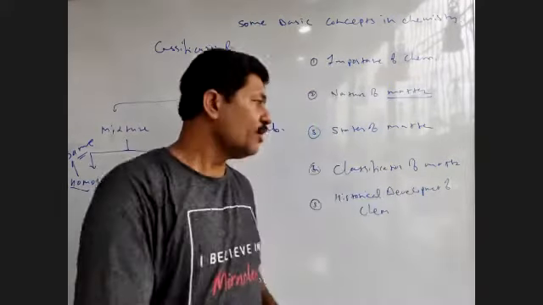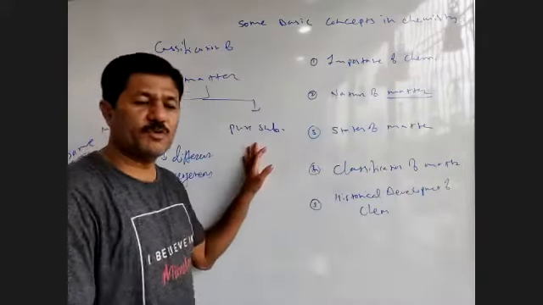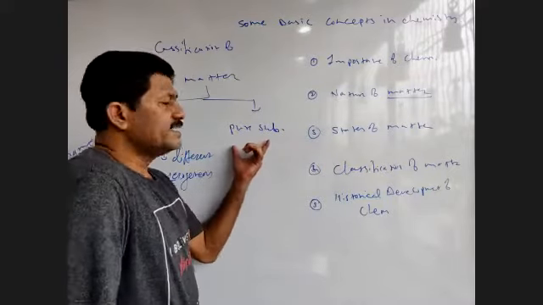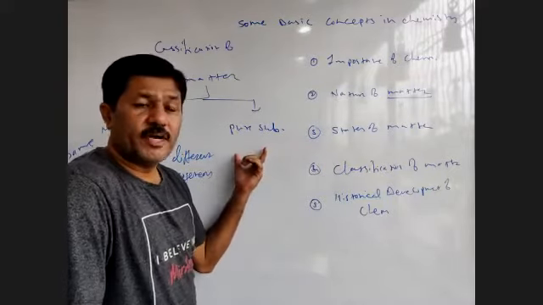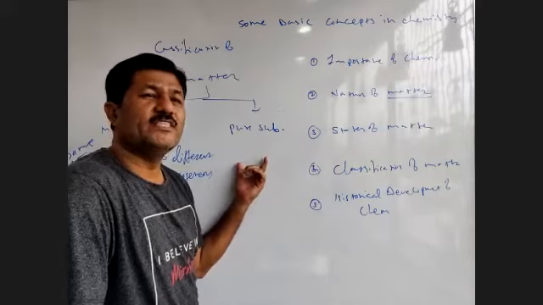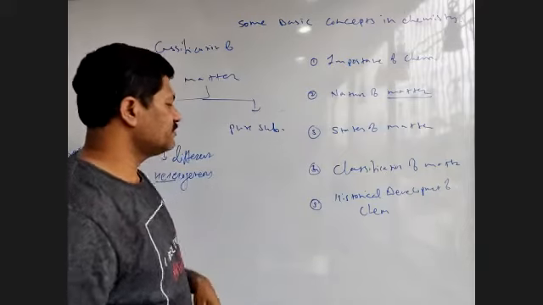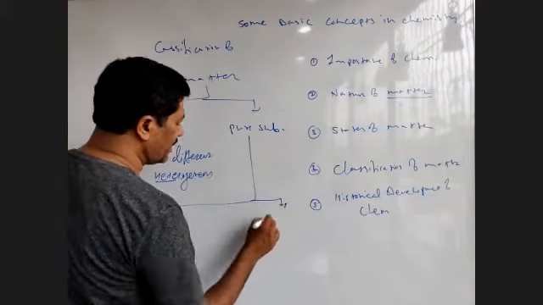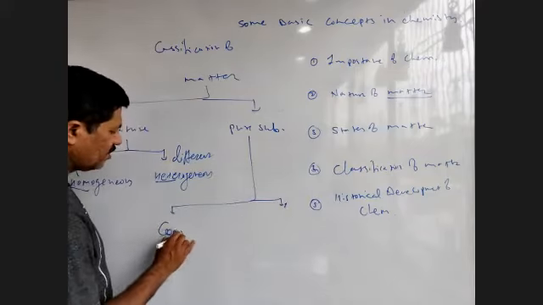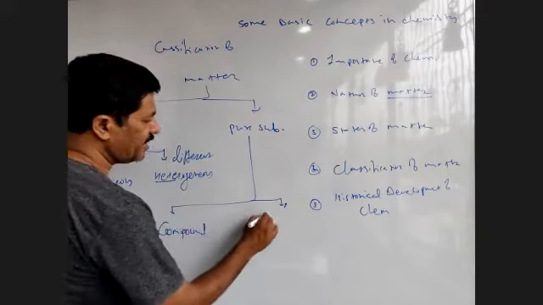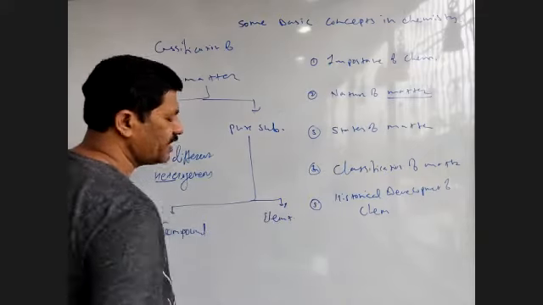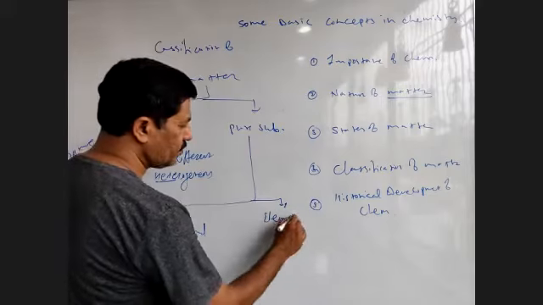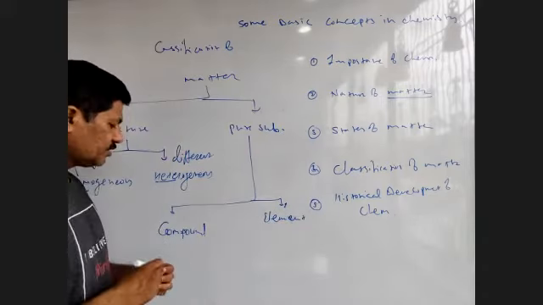On the other hand, when we talk about pure substances, this is the matter which has the particles of only one substance, and that is called a pure substance. Pure substance is again classified in 2 categories, that is, compound and element. So this is compound, this is element.